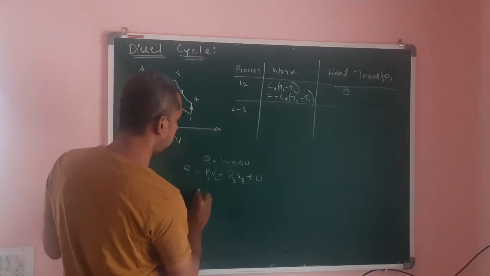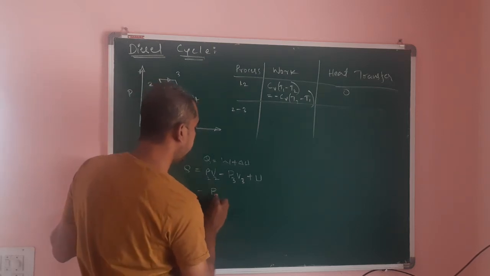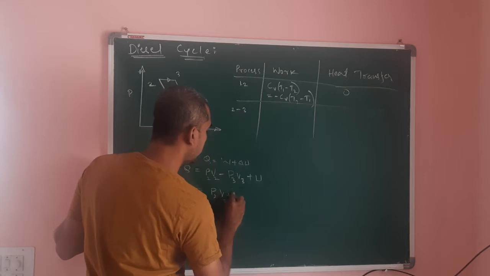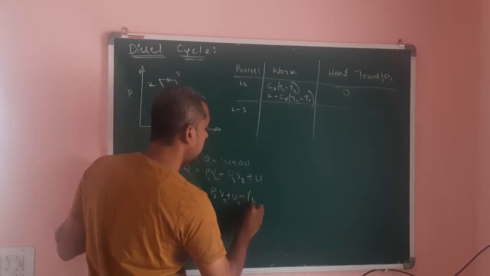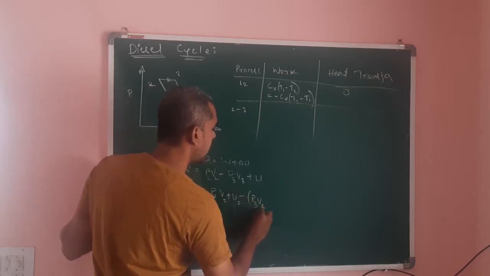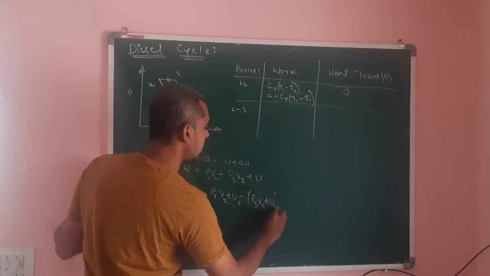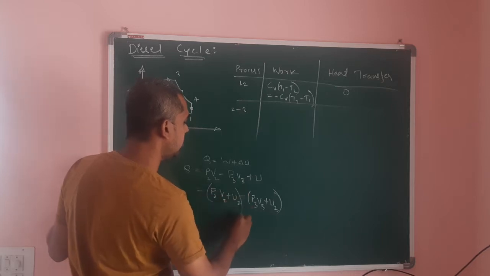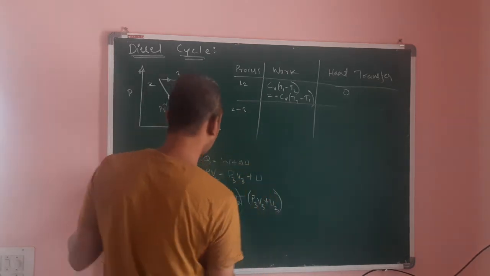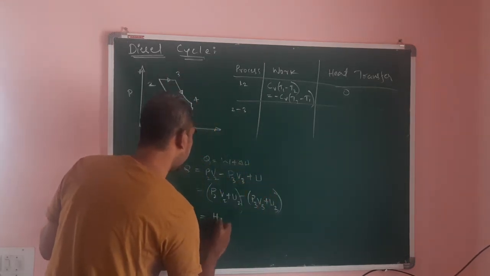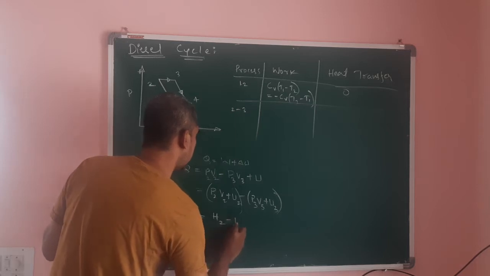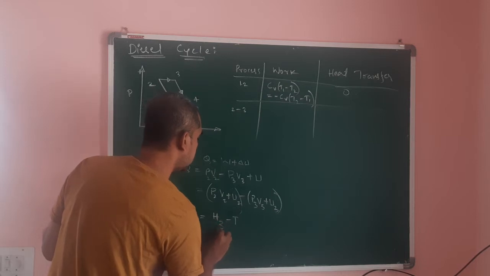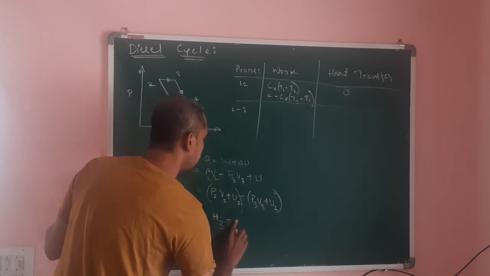Heat transfer will be equal to (P2V2 plus U2) minus (P3V3 plus U3). This sum of internal energy plus the product of pressure and volume is equal to enthalpy. Therefore, the heat transfer is H3 minus H2. Actually, it should be H3 minus H2.